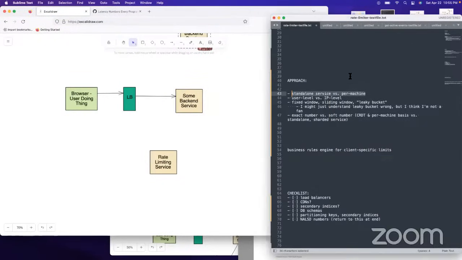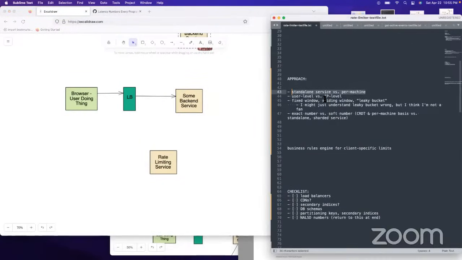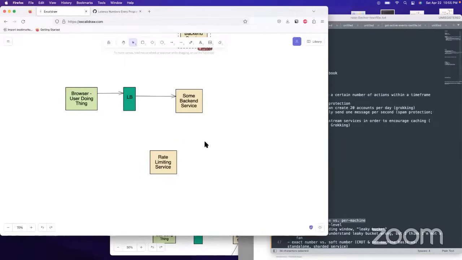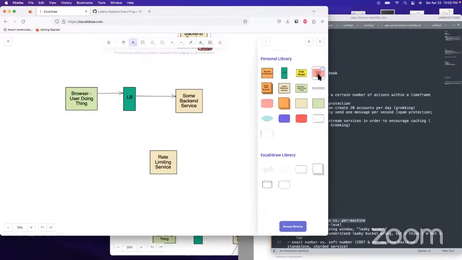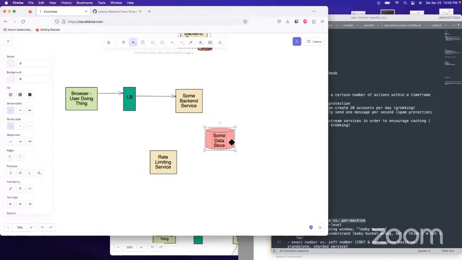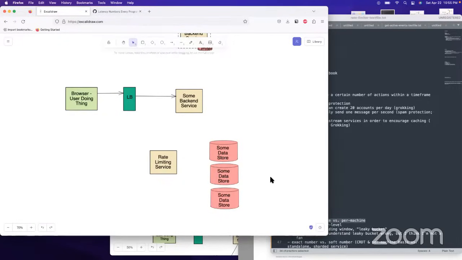We'll cover the ones that are a little bit more low scale for when we get to some of the other use cases. But so standalone service, we'll go ahead and draw that out. I think you would probably use sharded Redis for this. So you have count thing.